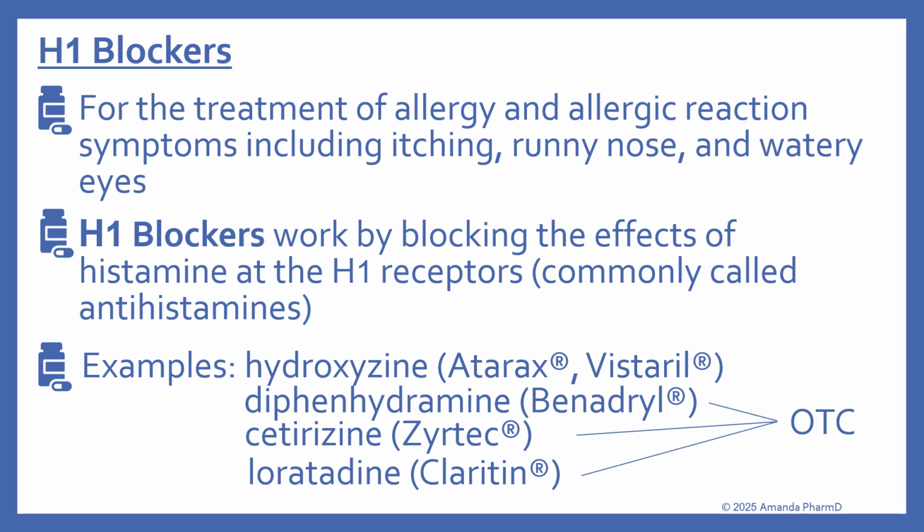Next are the H1 blockers. These are for the treatment of allergy and allergic reaction symptoms, including itching, runny nose, and watery eyes. The H1 blockers work by blocking the effects of histamine at the H1 receptors. So these are commonly called antihistamines. Some examples include hydroxyzine, brand name is Atarax or Vistaril, diphenhydramine, brand name is Benadryl, cetirizine, the brand name is Zyrtec, and loratadine, the brand name is Claritin. And diphenhydramine, cetirizine, and loratadine are all over the counter.